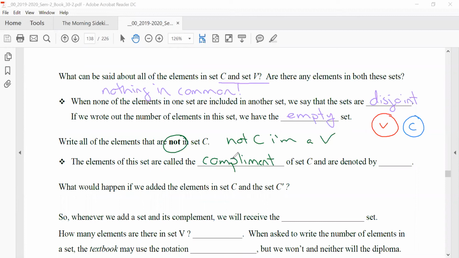Now, the notation here you have to pay special attention to is a C with just this little prime right there. Okay, this prime right here, that means not.